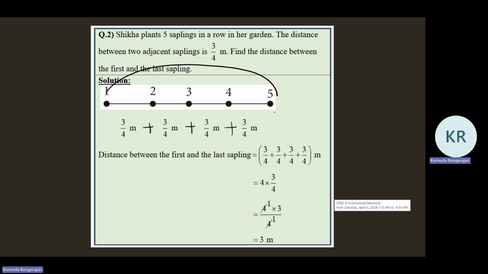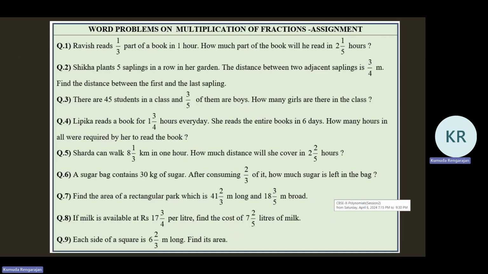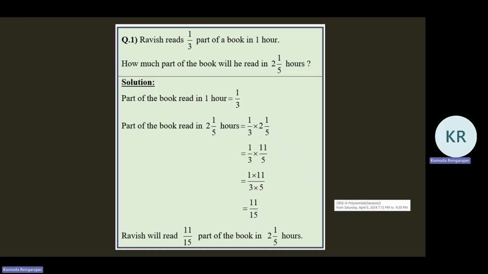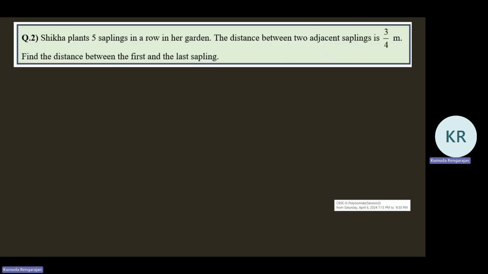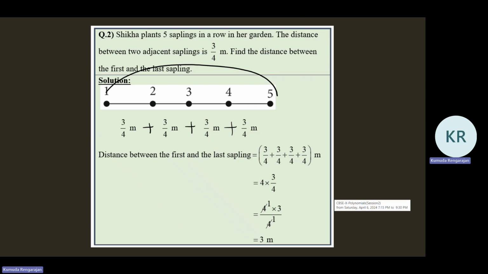Now your question will be, this is addition, why is it given in multiplication? Because the heading is word problems on multiplication of fractions. Yes, because repeated addition is multiplication. It's repeated addition, so it's multiplication.